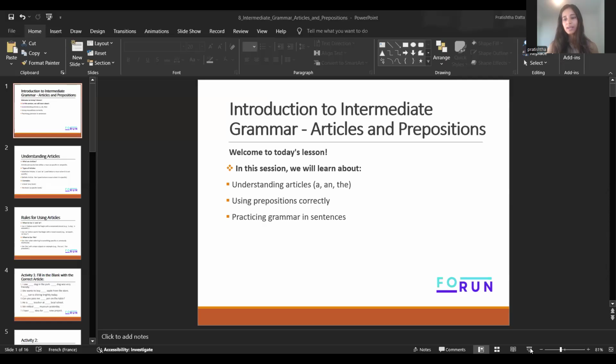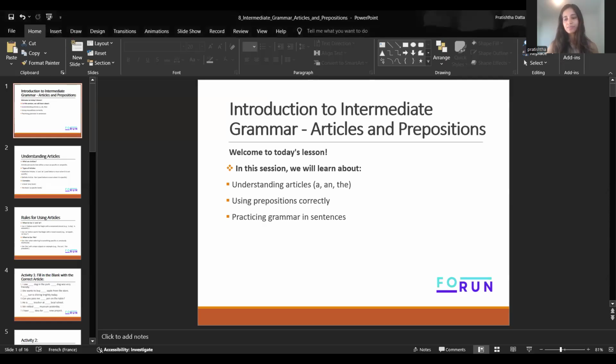And basically, all prepositions and articles, the way you place them, their location, their meaning, everything can change the real meaning of the sentence. So, with that being said, let us get started and let us see what are articles, what are prepositions, and how we can use them. So, I will share my screen now.